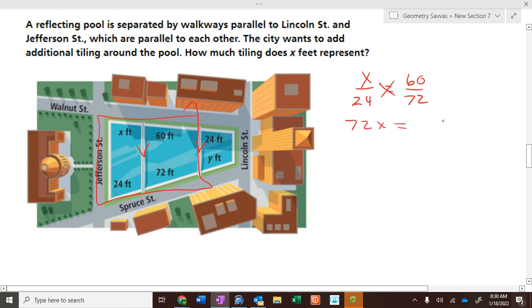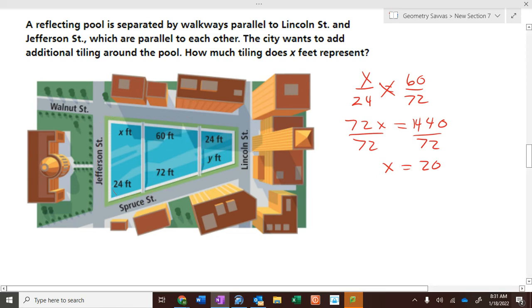72x equals whatever 24 times 60 is. I'm not sure just off the top of my head what that is. I would think it would be 1440. And if we divide by 72, x should be somewhere around 20 feet, correct? Okay, let's figure out what y is.